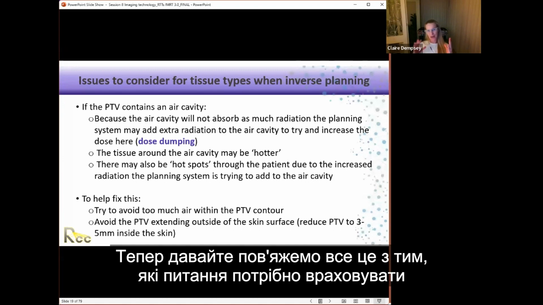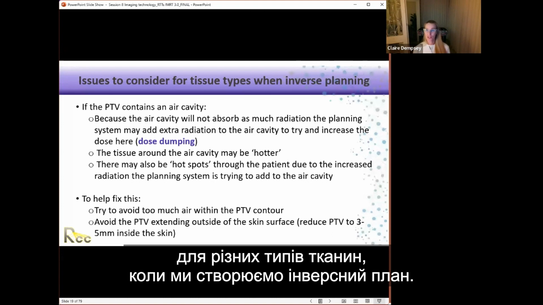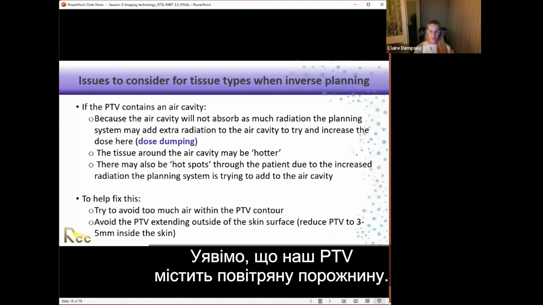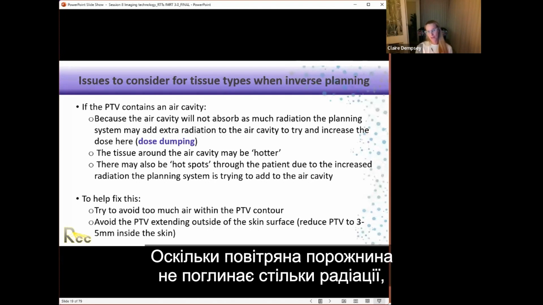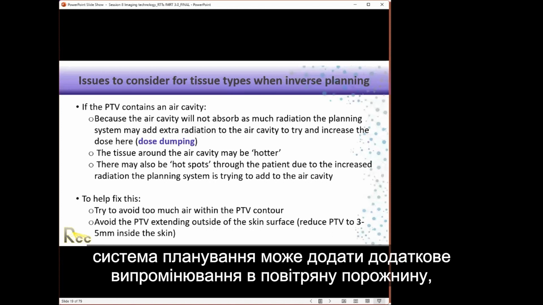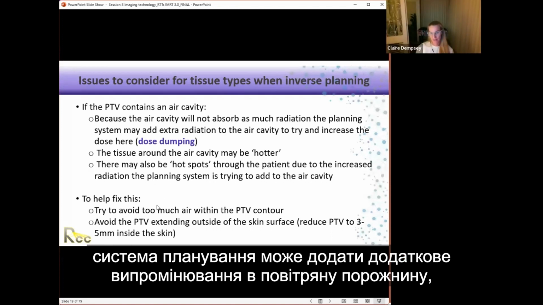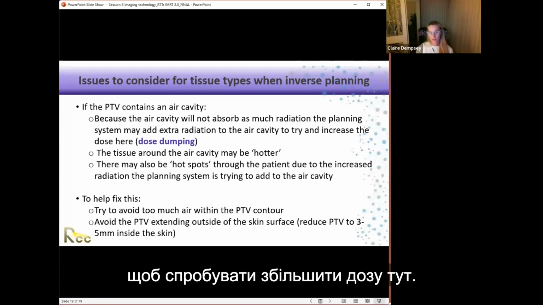So now let's relate all this in terms of what issues we need to consider for different tissue types when we're creating an inverse plan. So let's say our PTV contains an air cavity. So we have this tumor, and let's say in the middle of it, there's an air cavity. Because the air cavity doesn't absorb as much radiation, the planning system can add extra radiation to the air cavity to try and increase the dose here.